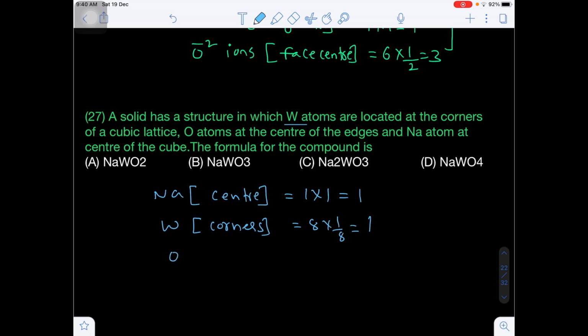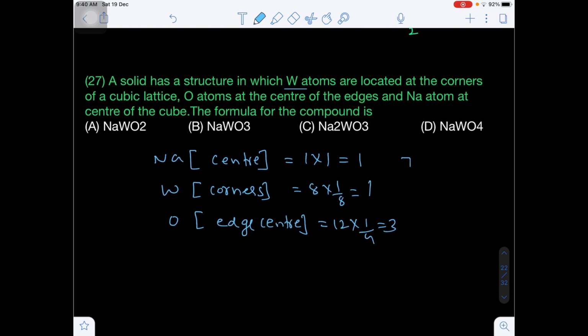And what about the oxygen? Oxygen will be present at the edge center. For edge center particles, there are a total of 12 edges of a cube and the contribution will be 1 by 4. So 12 into 1 by 4 will be 3. So in total you have 1 sodium, 1 W and 3 oxygen atoms.